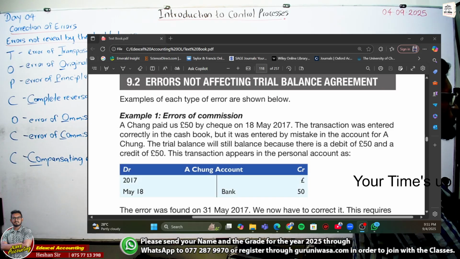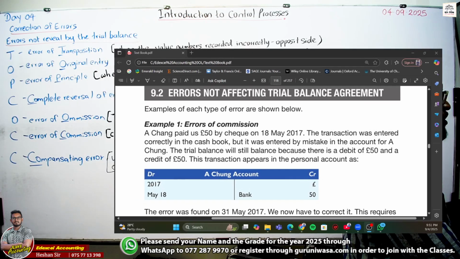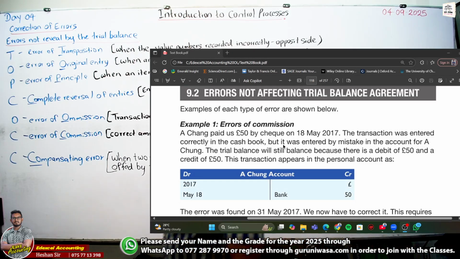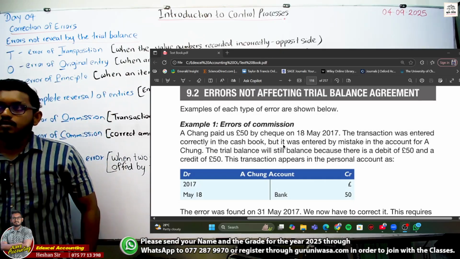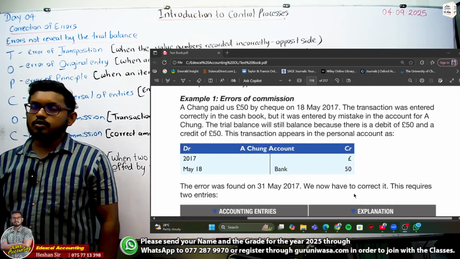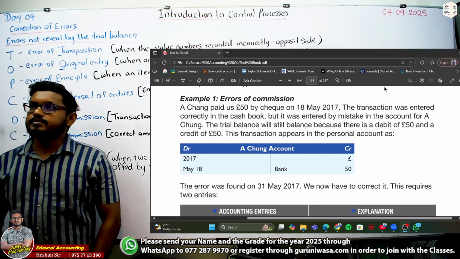Done, right? Okay, let's see one by one. Errors that do not affect the agreement of the trial balance. Examples for each are shown below. Errors of omission. Omission means what? You know, errors of omission means the transaction is completely omitted.